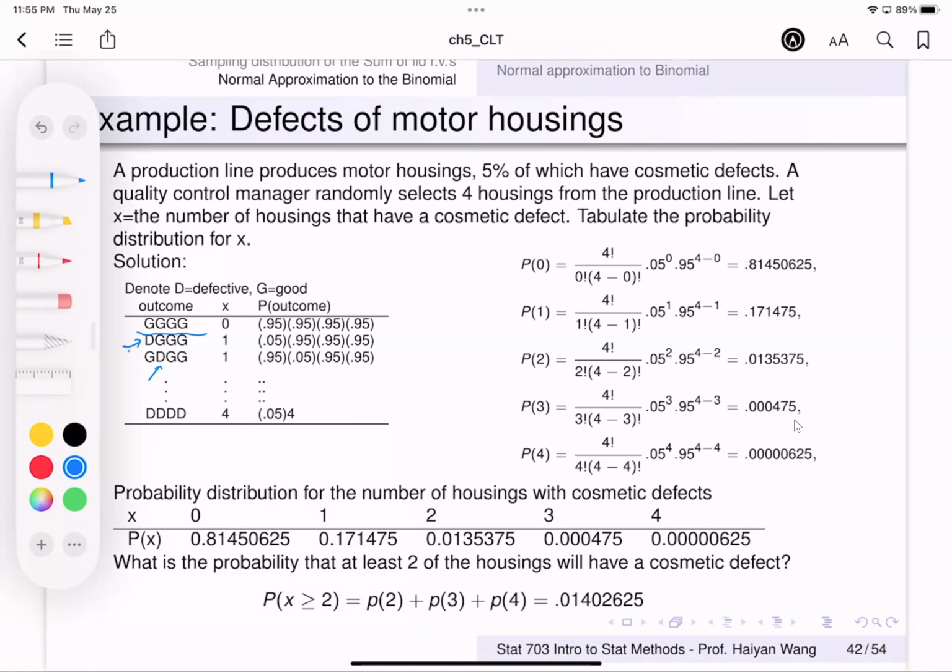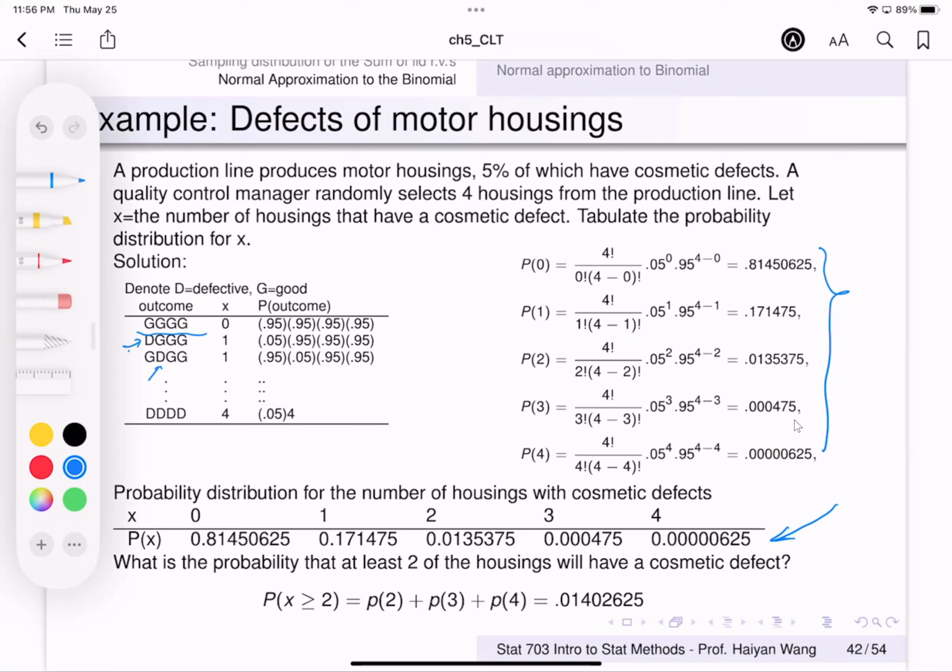So that gives the probability of 1. Similarly for all the others, and the computation would be done similarly. And what we have listed here are those probabilities of 0, 1, 2, and so on. And if we tie them together, the 0, 1, 2, 3, 4 would give us this probability distribution. Here is the probability distribution for the number of defective housings out of the 4.